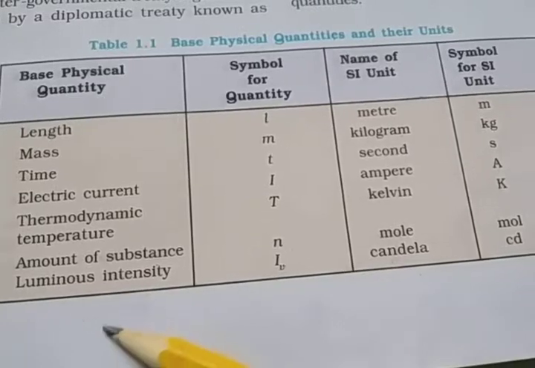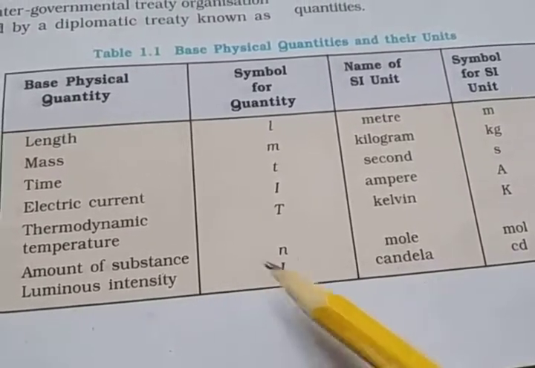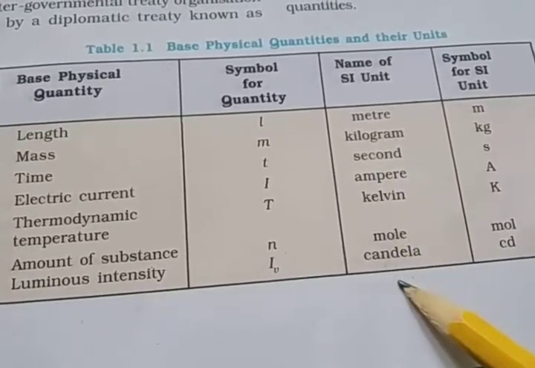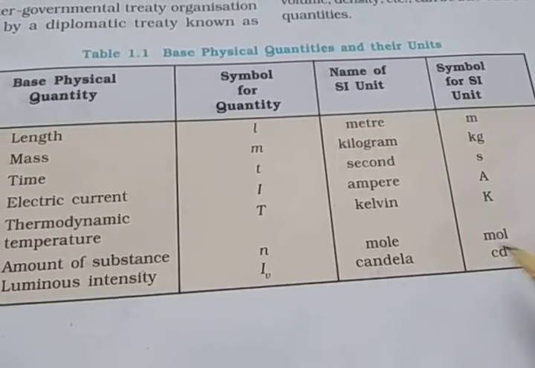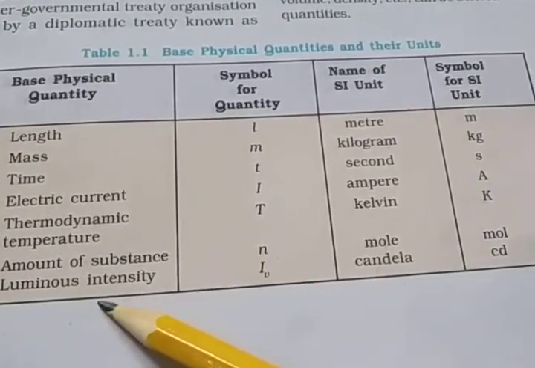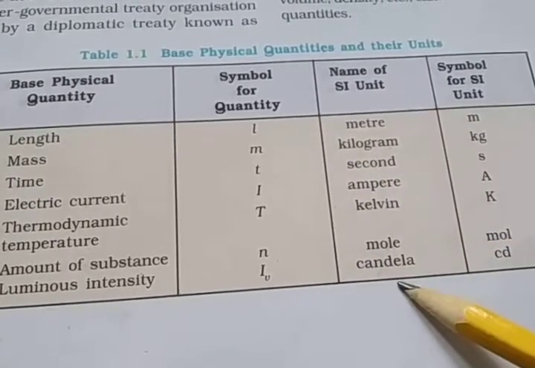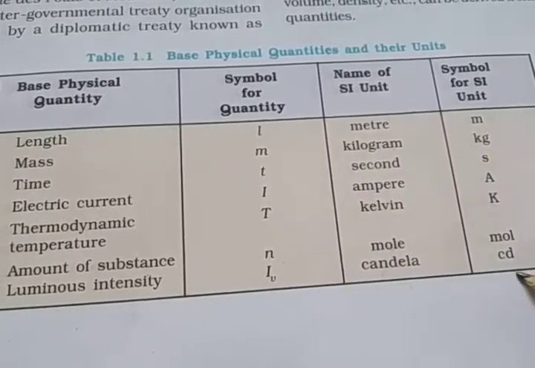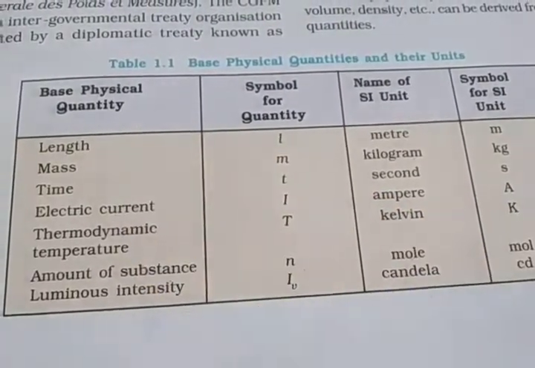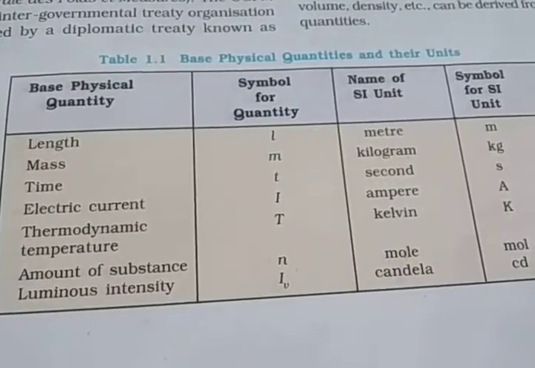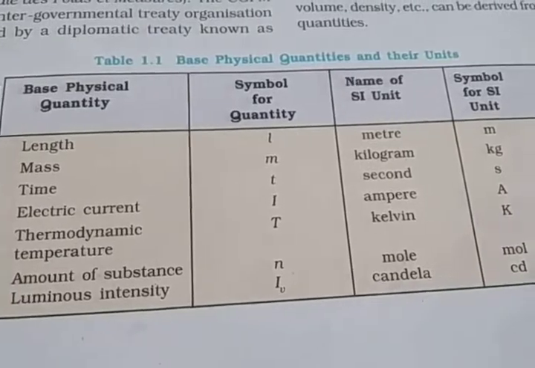Then luminous intensity, symbol for quantity I_V, name of SI unit candela, and symbol for SI unit cd. So these are the 7 base physical quantities. You should learn the symbol for the quantity, the name of the SI unit, and the symbol for the SI unit.